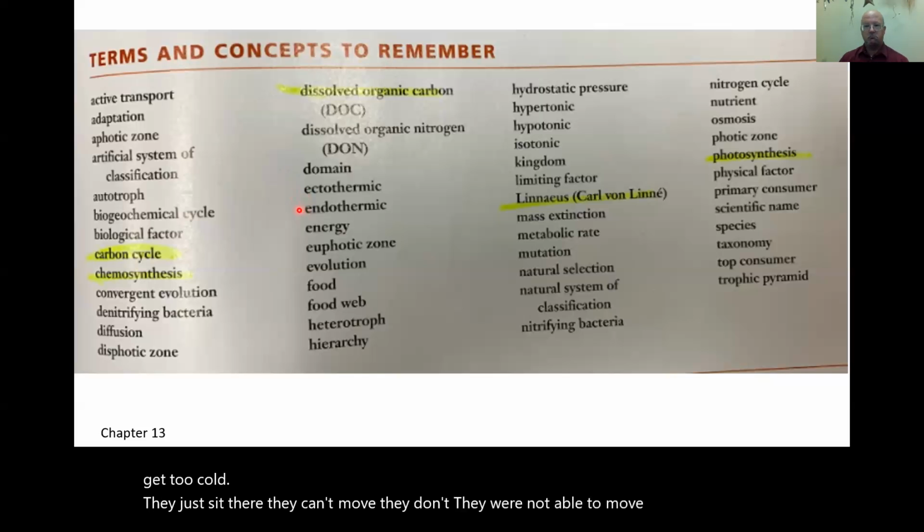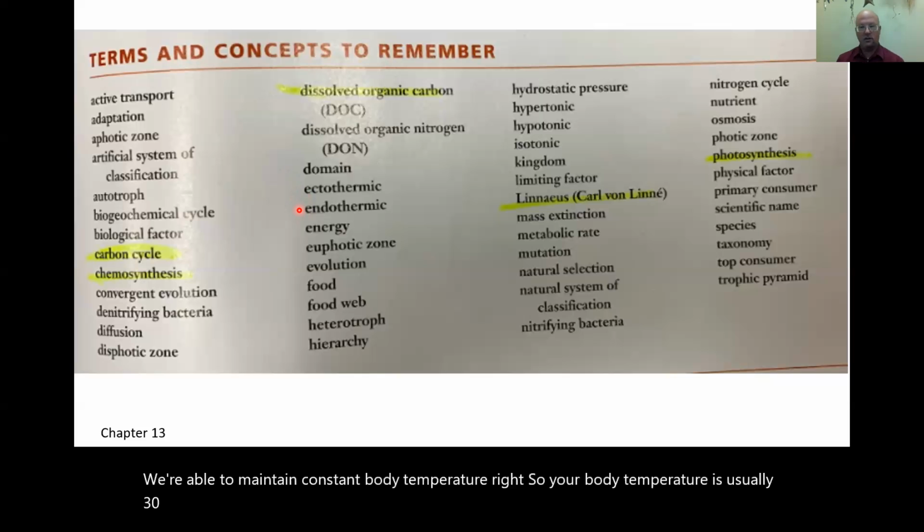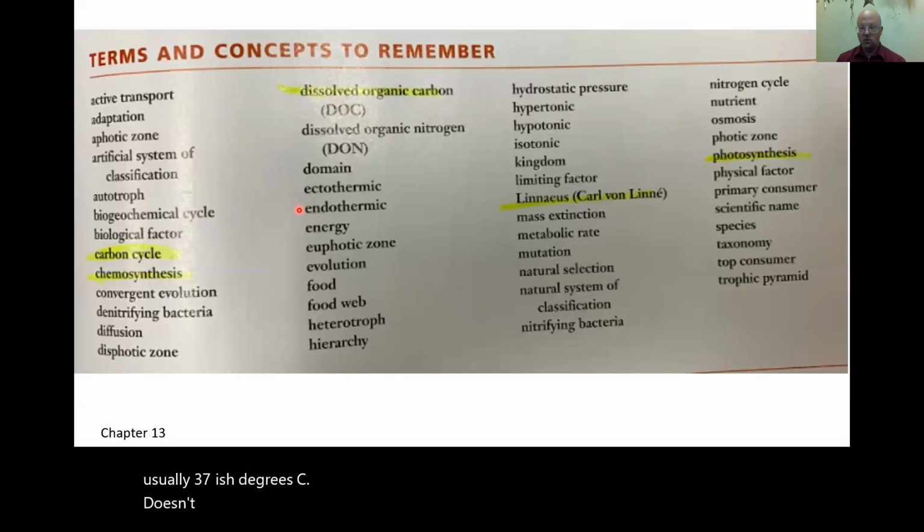Endothermic is us, humans. We're able to maintain a constant body temperature. So your body temperature is usually 37-ish degrees C. Doesn't matter if it's 0 degrees outside or if it's 40 degrees outside. Your body temperature stays at 37 degrees C.